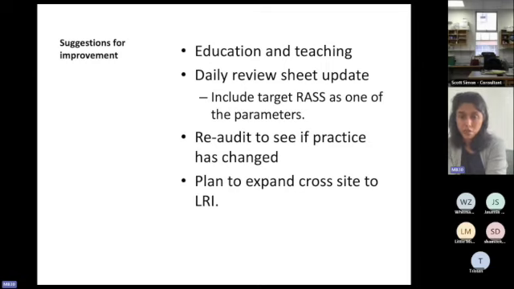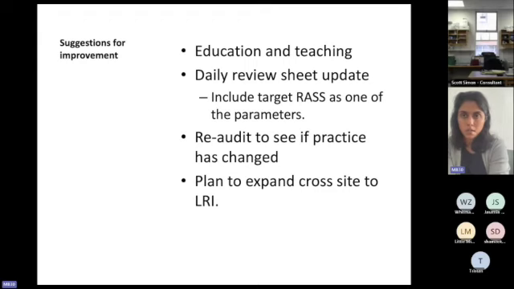Our plan is to re-audit this in a few weeks to see if practice has changed, and then possibly to expand it and look at LRI as well, and see if it needs to be addressed more cross-site.